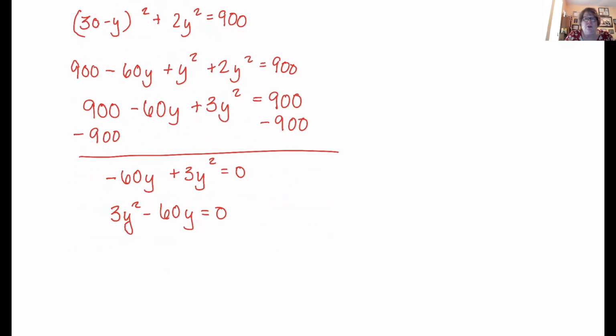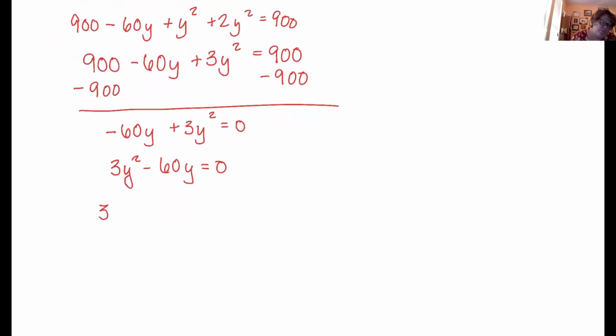This is the easiest quadratic that you can factor since there's no constant term. You don't have to factor this into a binomial times a binomial. The only thing you need to do is factor out a common factor. 3 and 60 have a common factor of 3, and y squared and y have a common factor of y. So the common factor I'm going to factor out is 3y. When I factor a 3y from the 3y squared, I have a y left over. When I factor a 3y from a negative 60y, I have negative 20 left over. Be sure to check that real quick by distributing to make sure you factored correctly.